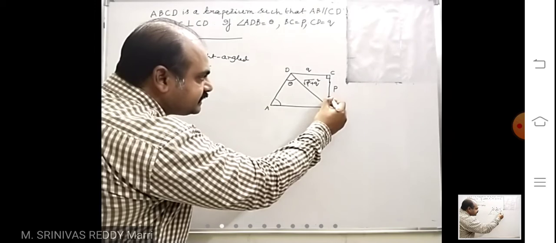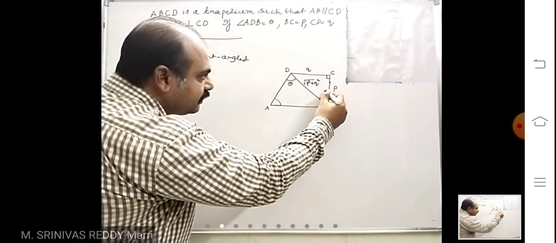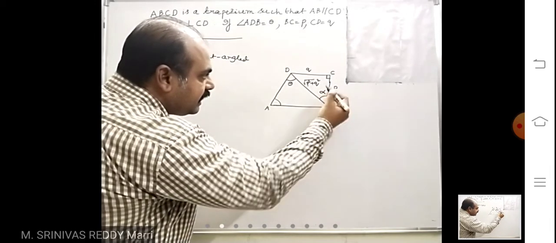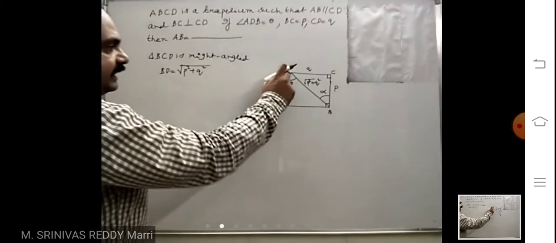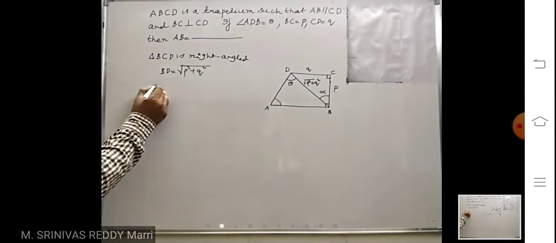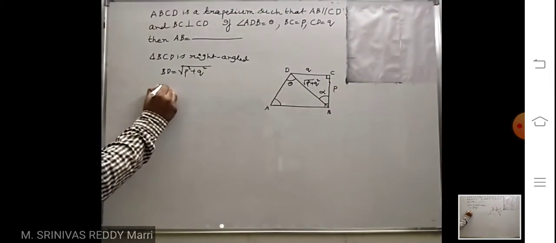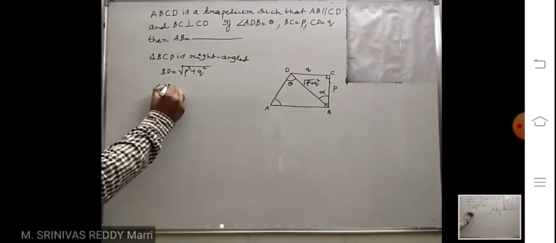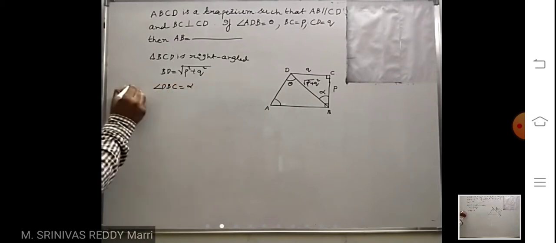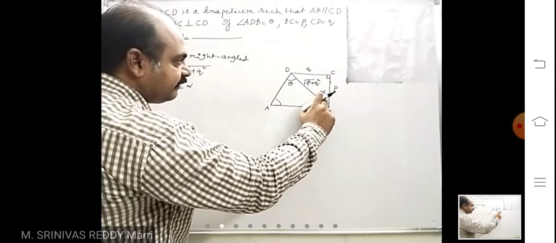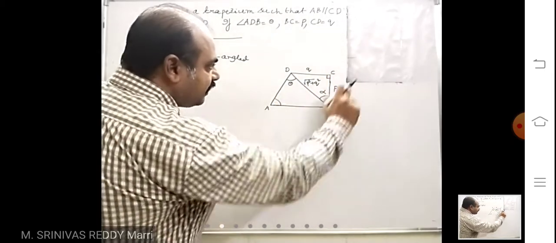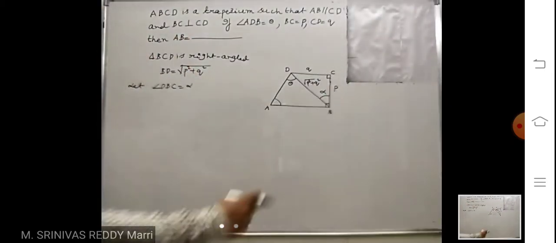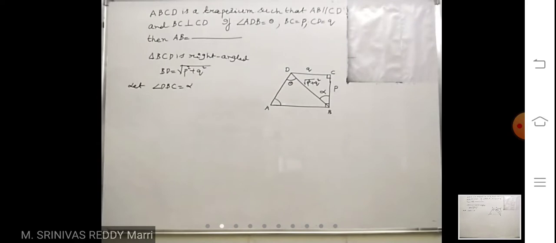Now I am supposing that this angle is alpha. That means in this triangle DBC, this angle DBC I am supposing is alpha. Why have I taken it? In this I can calculate what is sine alpha, what is cos alpha, because in the triangle you have the adjacent side, hypotenuse and everything.